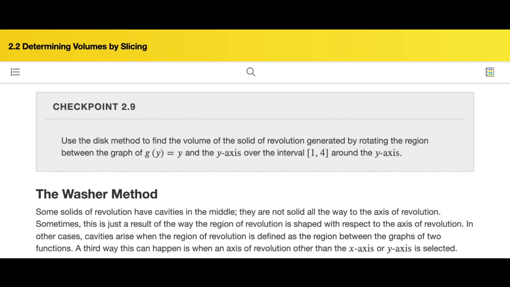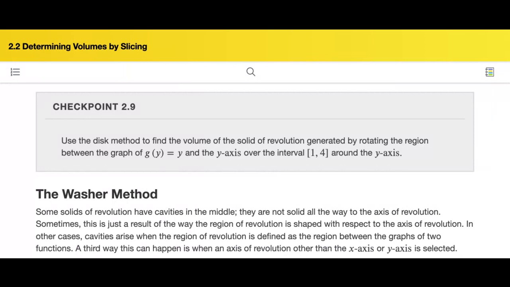All right, so you just do pi y squared, right? You set up an integral from 1 to 4 dy, you're cutting along the y-axis. Then your area is just pi r squared. What's your r? It's just this y, pi y squared. Okay, great. Anyone has any questions?